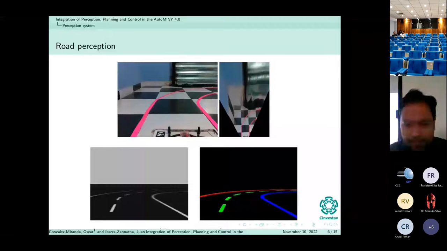In another of our works, we use a convolutional neural network to classify each pixel on the image and obtain which line is the right line or the left line on the road. We did it because sometimes some lines of the road don't appear in the visual field of the camera, and it's important for our control strategies.